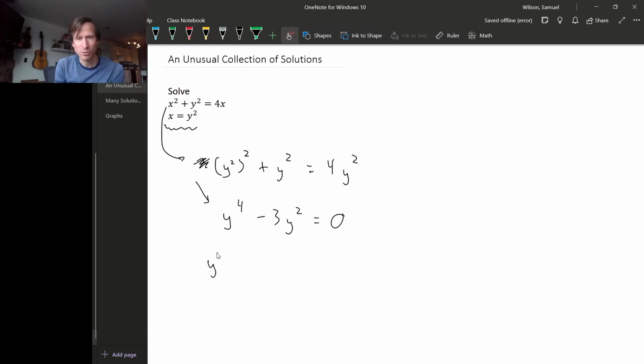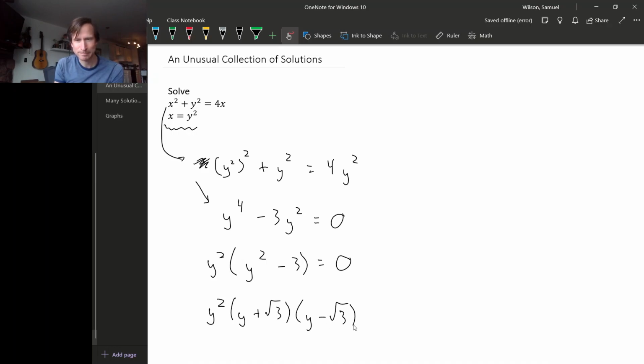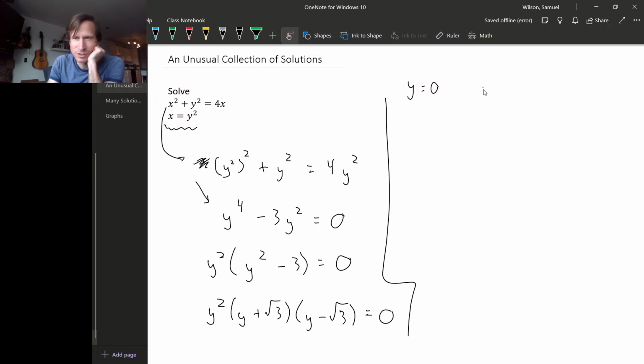So we get y squared times, let's see, this is y squared minus 3. And we can even factor further, so this is y squared, this is y plus the square root of 3 times y minus the square root of 3. Okay, so this is showing us that there are 3 possibilities: y equals 0, y equals minus root 3, and y equals plus root 3.